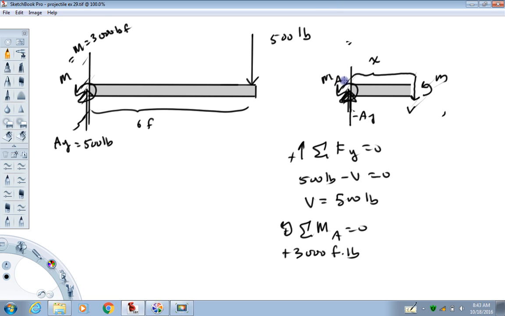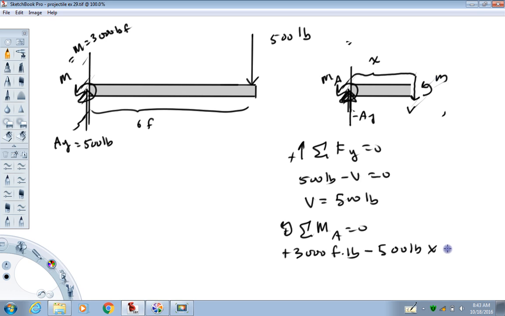All right, that's for this. Again, we calculated that earlier. The shear force creates negative moment about A. That's going to be minus the shear force value, which is 500 pounds, times the distance x. That's force times distance, minus because this force is creating clockwise moment about A.